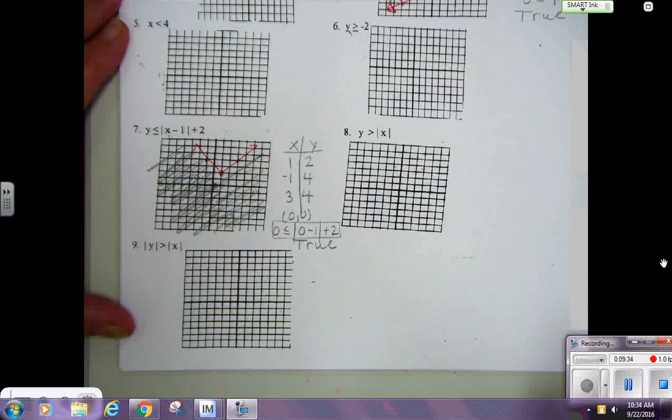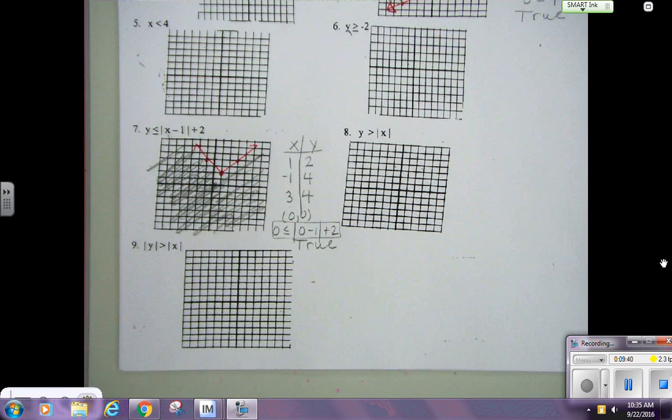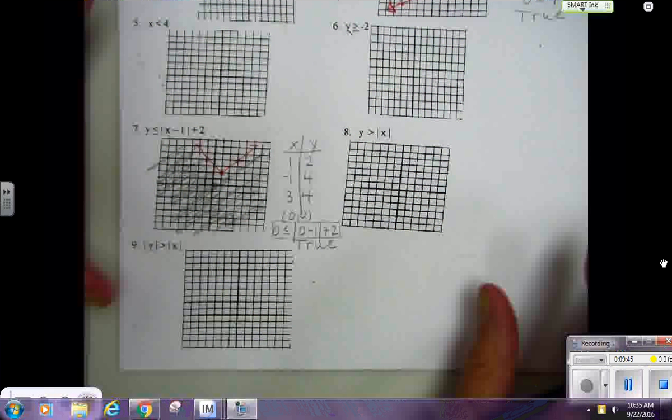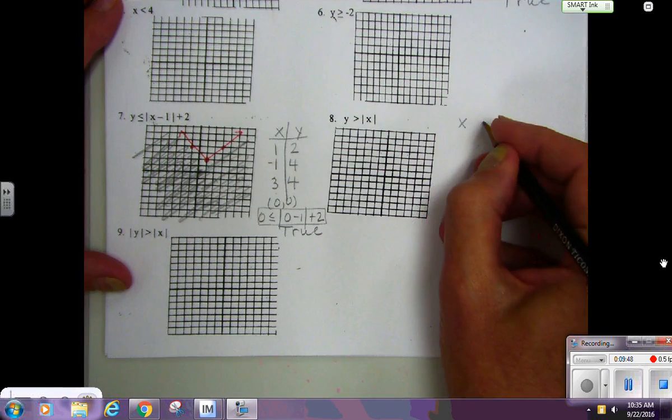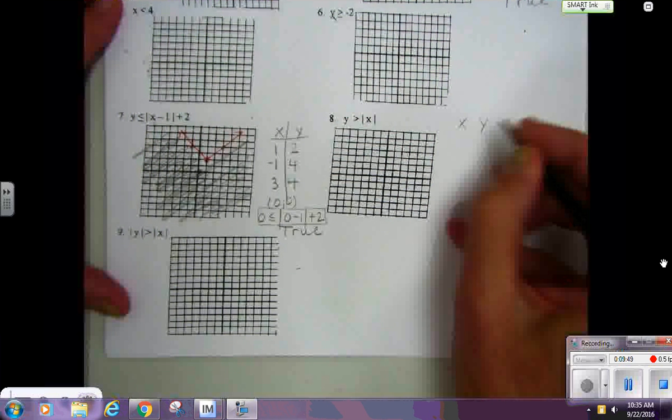Okay, so let's try number 8. You guys do number 8 and I'll do it up here. So the first thing you want to do is make up a table of values. We're doing number 8.